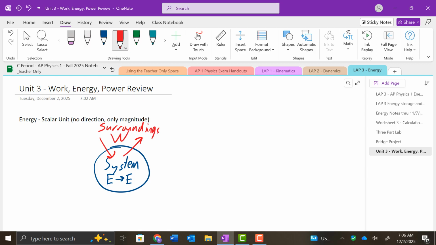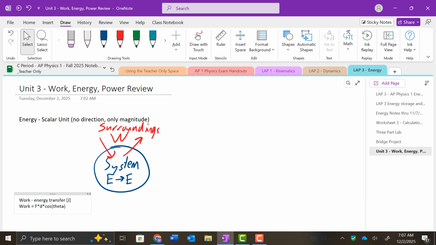If you ever see work in a physics context, work is energy transfer. It's also in the same units as energy, which is joules. A lot of times you can get work using this formula. Work is equal to force times displacement times cosine of theta.